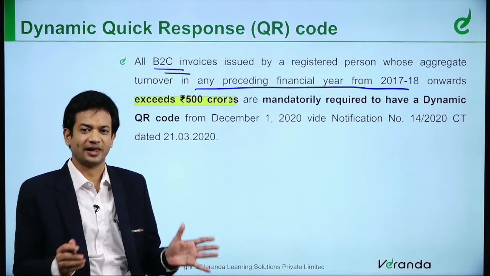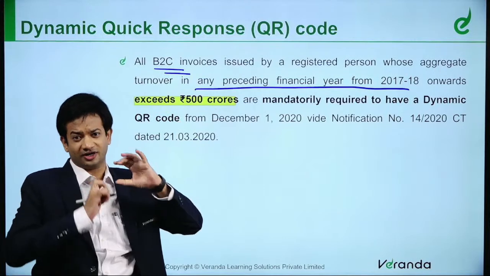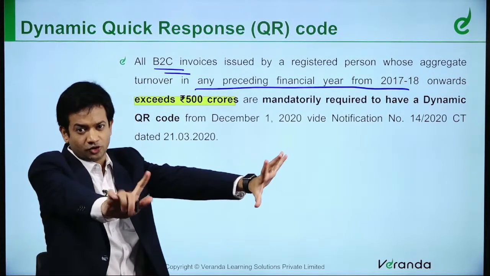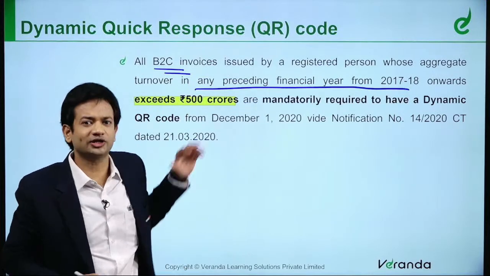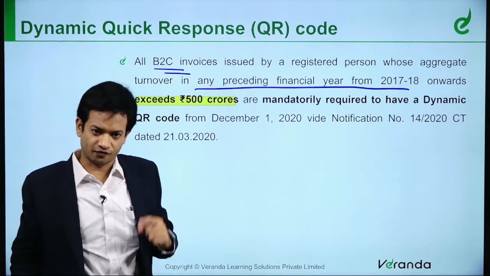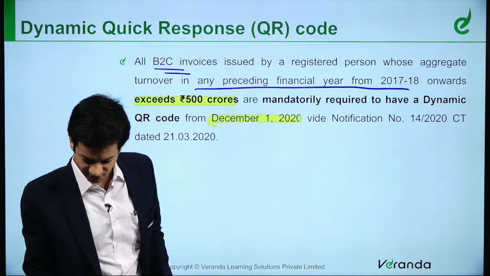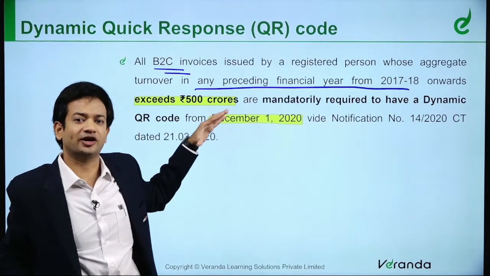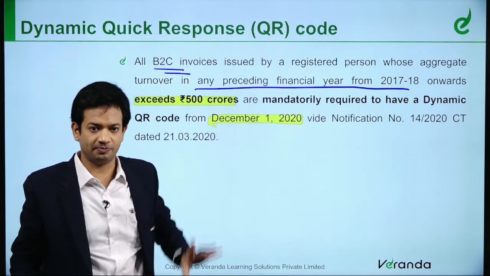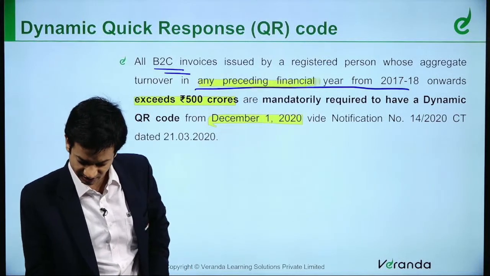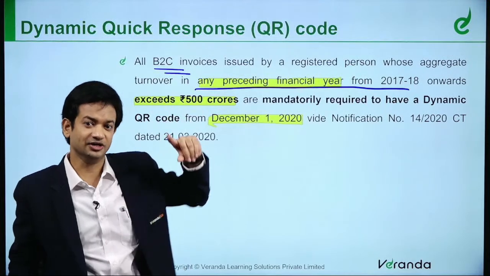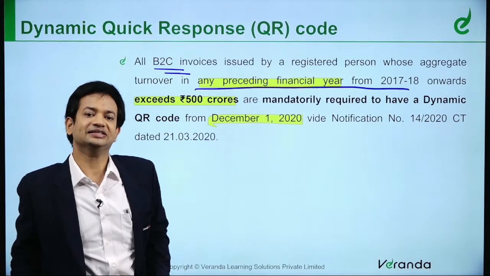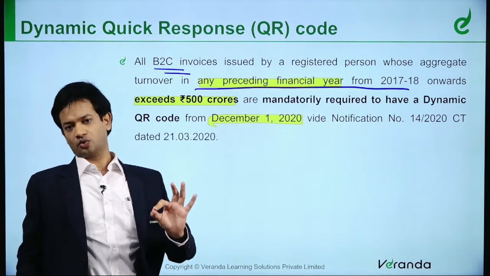So above 50 crores, e-invoice for all B2B supplies. Now here what they are talking about is, from 1st December 2020, if anyone's turnover is more than 500 crores in any of the preceding financial years, I repeat again, any preceding financial year, for B2C, if it is more than 500 crores, then dynamic QR code is mandatory.